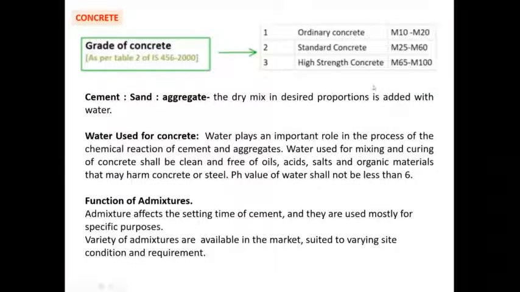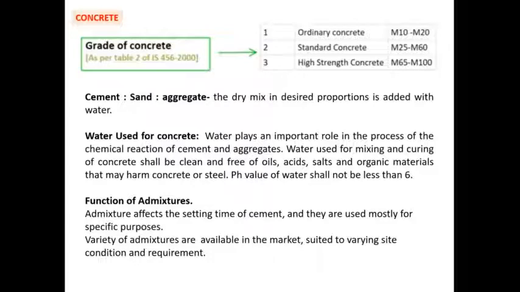Okay, now all the grades that are available in concrete are differentiated into 3 categories as per Table 2 of IS 456. The first one being ordinary concrete, which is M10 to M20. The second one is standard concrete, that is M25 to M60. And third is high strength concrete, which is M65 to M100. Usually standard concrete is used for general construction that we see all around in this urban context. Okay. Now let us check what the constituents are and how they contribute to the mix.